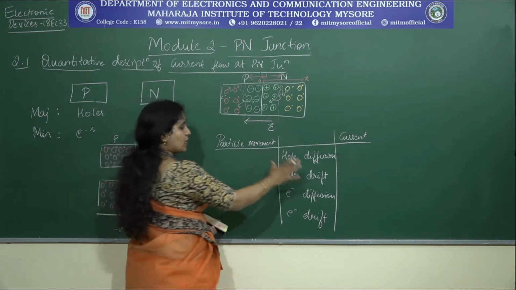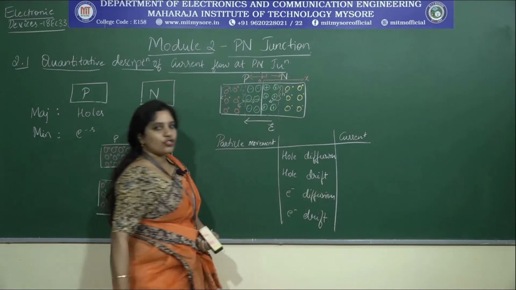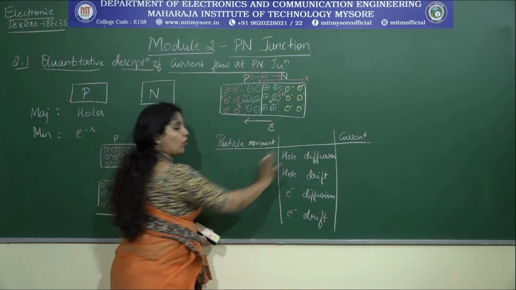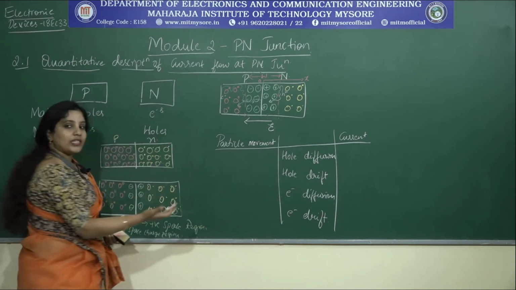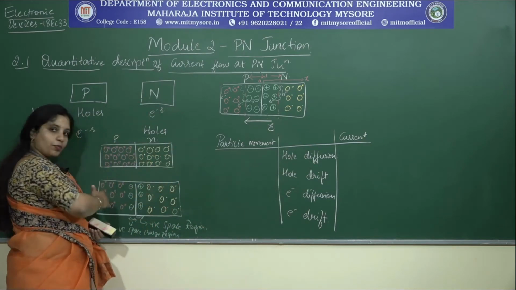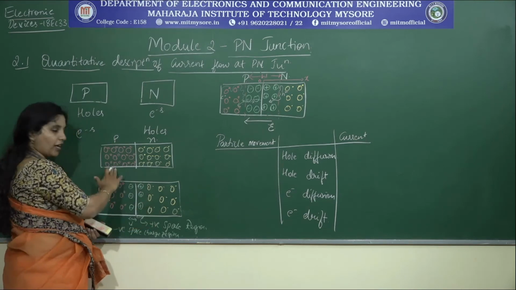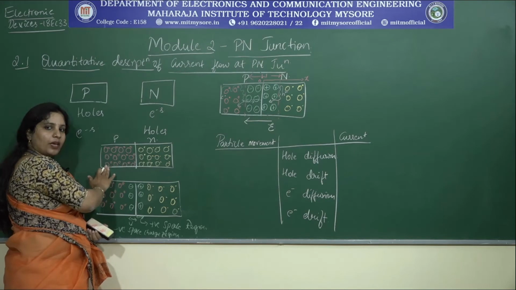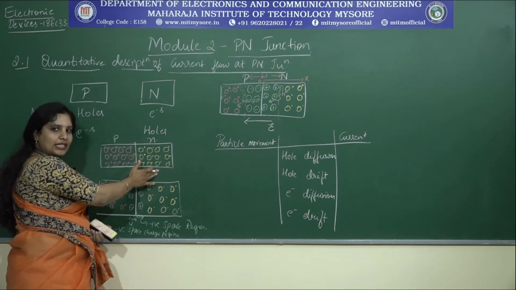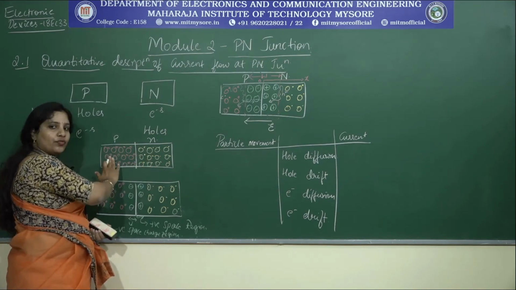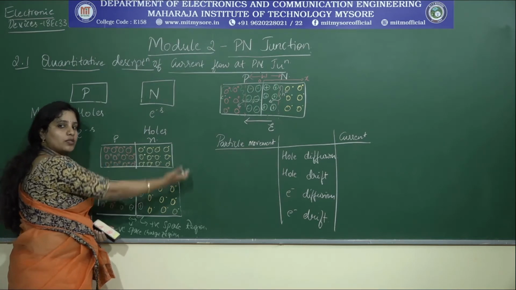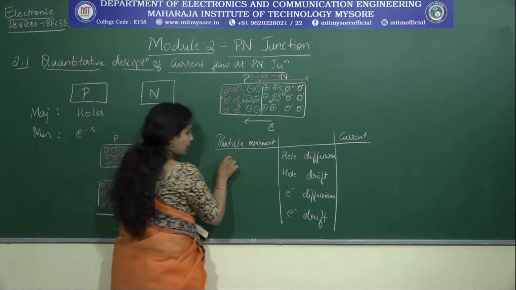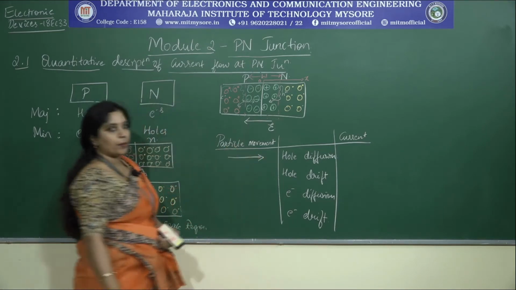Now first we shall look into the diffusion. Let's not go into the drift, we will look into the diffusion. When I consider hole diffusion, from which place to which place are the holes getting diffused? From higher concentration to lower concentration. Where is the higher concentration? It is in the P region. Where is the lower concentration? It is in the N region. Therefore, the direction of diffusion is towards my right hand side, right? Therefore, let me represent the arrow direction in this way.